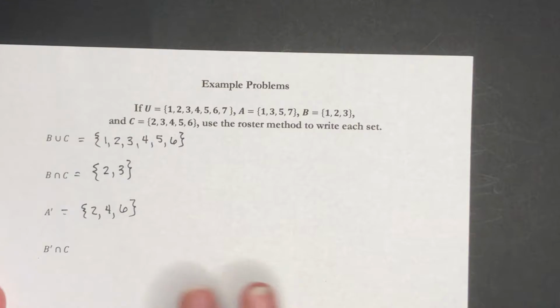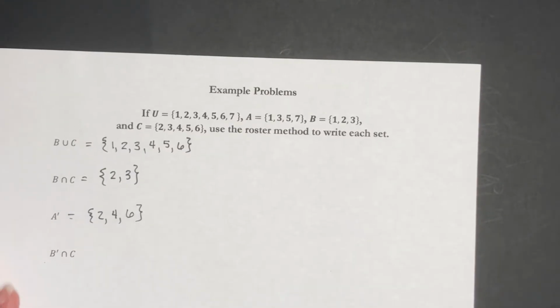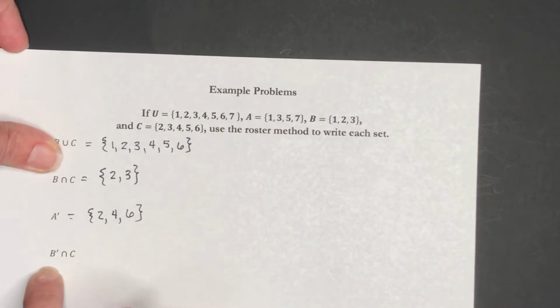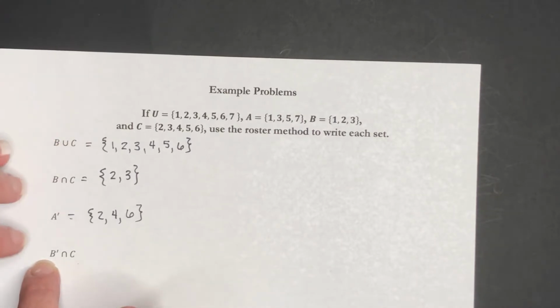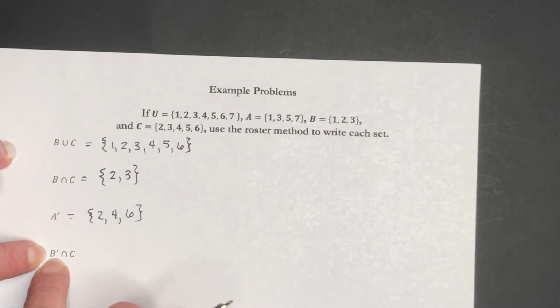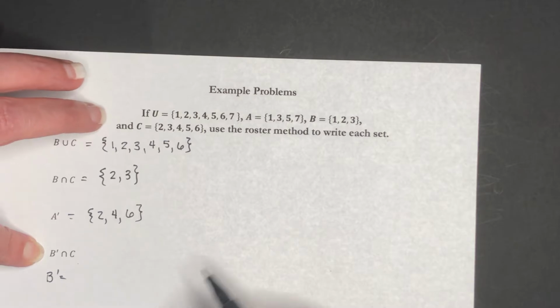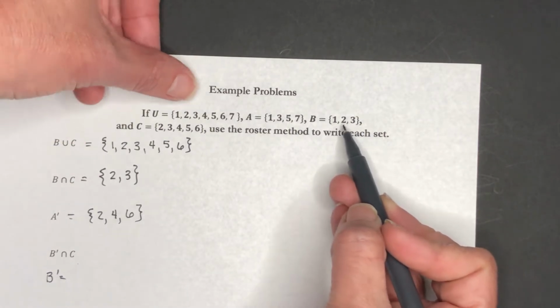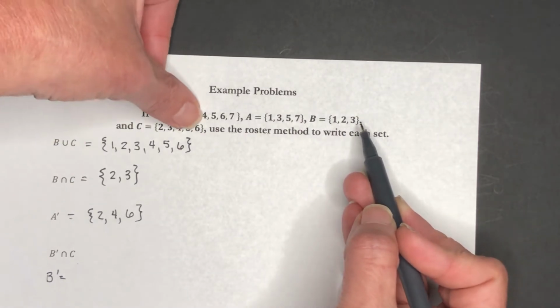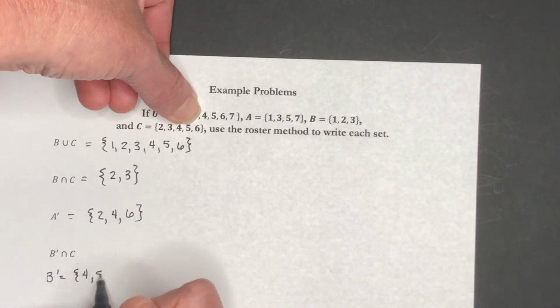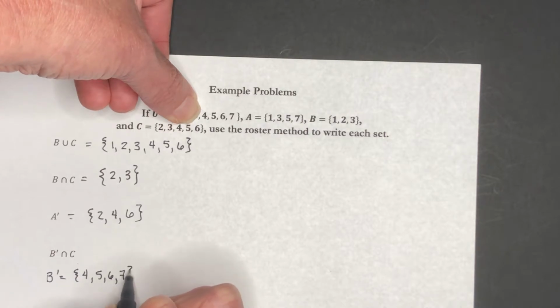Okay. Now this one sort of involves a bunch of other things. So this is a multi-step problem here. I have the complement of B intersected with C. The first thing I need to do is understand what pieces I have here because I'm not given the complement of B. So I need to figure out what that is. B complement is everything that is not in here but is in here. So I have 1, 2, 3, knock that out. B complement would be 4, 5, 6, 7.